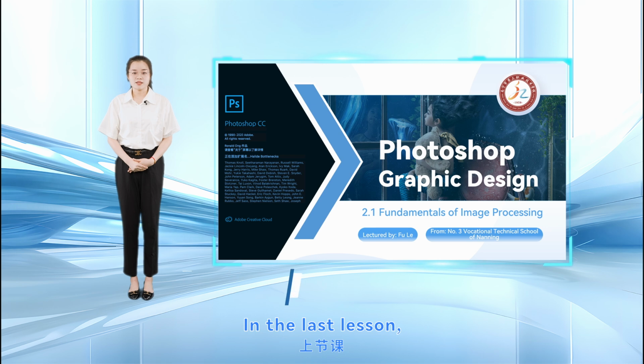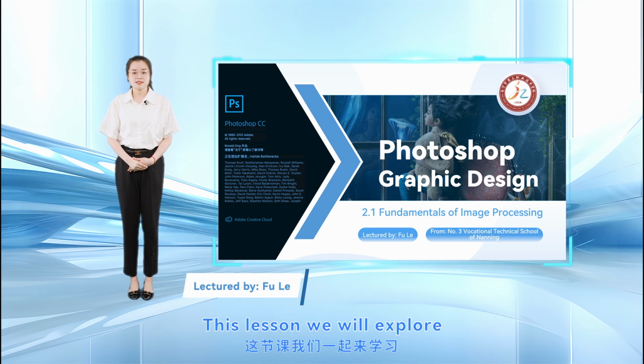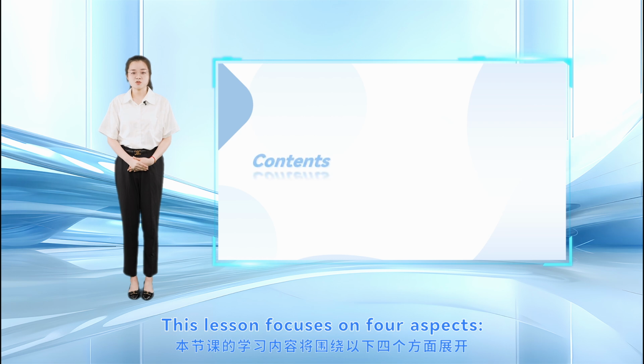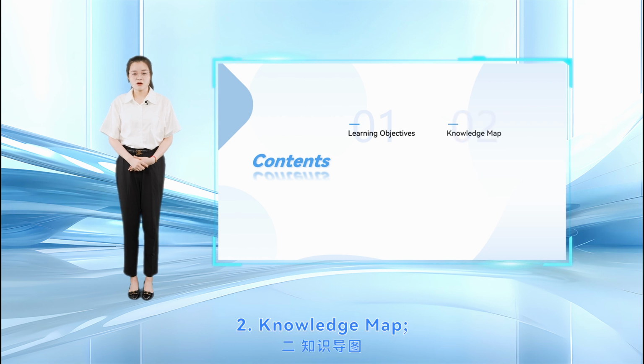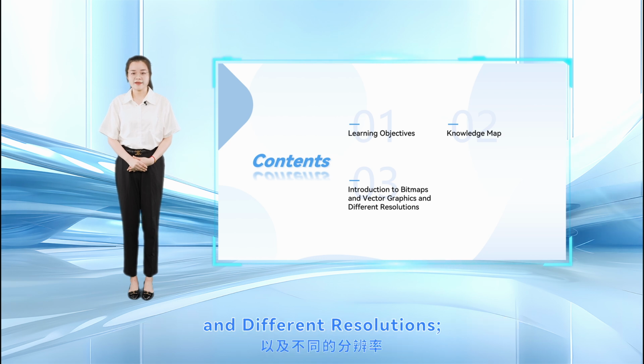In the last lesson, we learned about the basic operations of PS. This lesson we will explore the basic knowledge of image processing in PS. This lesson focuses on 4 aspects. 1. Learning objectives. 2. Knowledge map. 3. Introduction to bitmaps and vector graphics and different resolutions.